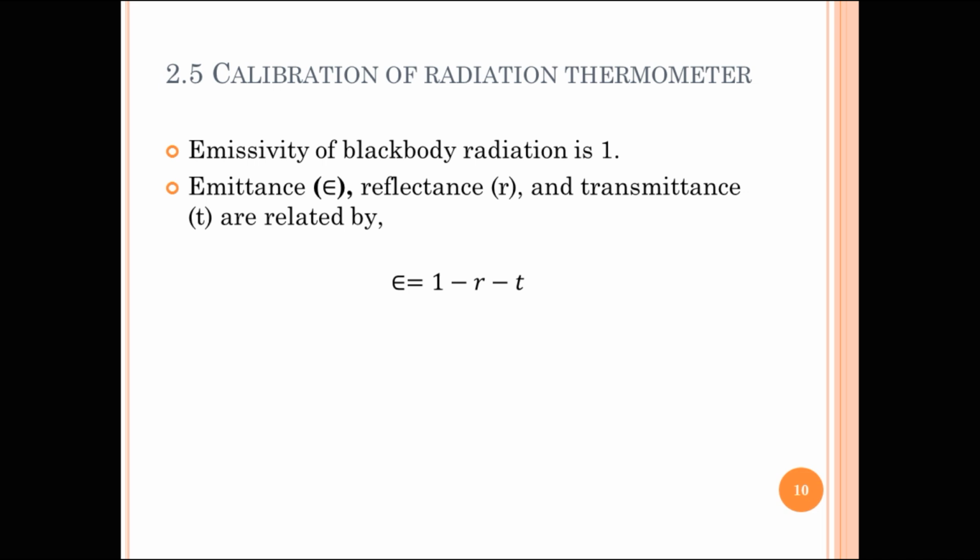Unfortunately, emittances are not simple material properties such as densities, but rather depend on size, shape, surface roughness, angle of viewing, etc. This leads to uncertainty in the numerical values of emittance, which is one of the main problems in radiation temperature measurement. Real-world objects are characterized by emittance epsilon, reflectance R, and transmittance T, which are related by this equation: epsilon equals 1 minus R minus T.